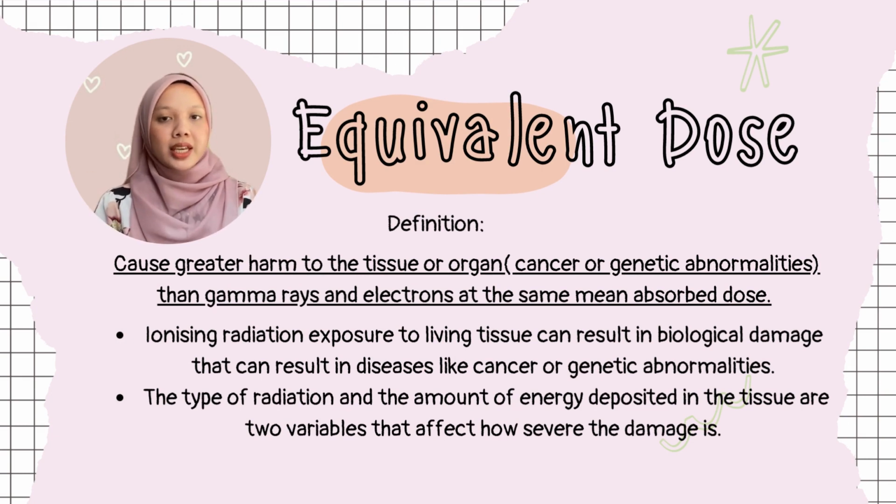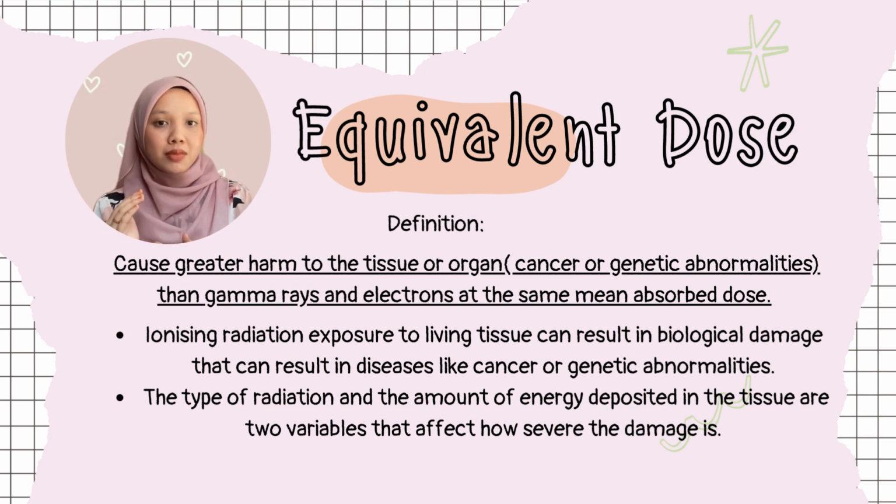From this question, I can say that the equivalent dose is well known in radiobiology: densely ionizing radiation such as alpha particles and neutrons will cause greater harm to the tissue or organ than gamma rays and electrons at the same mean absorbed dose.